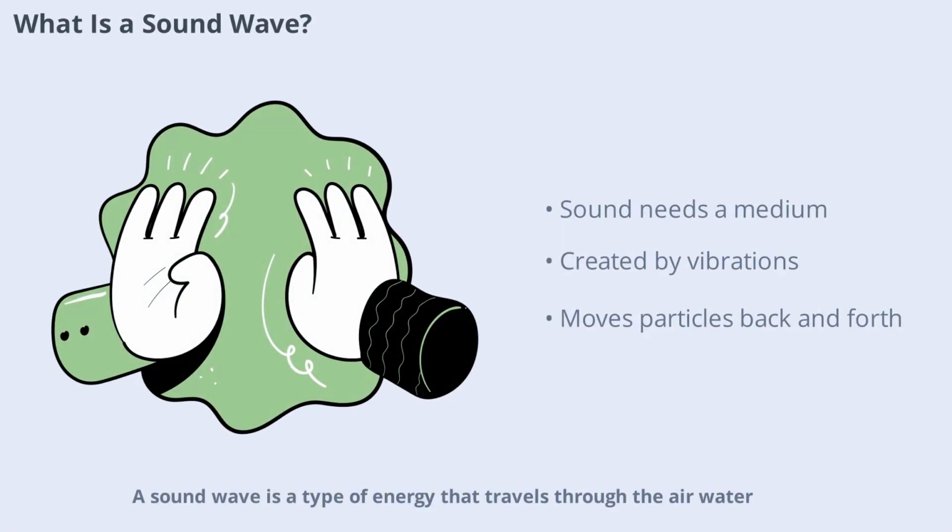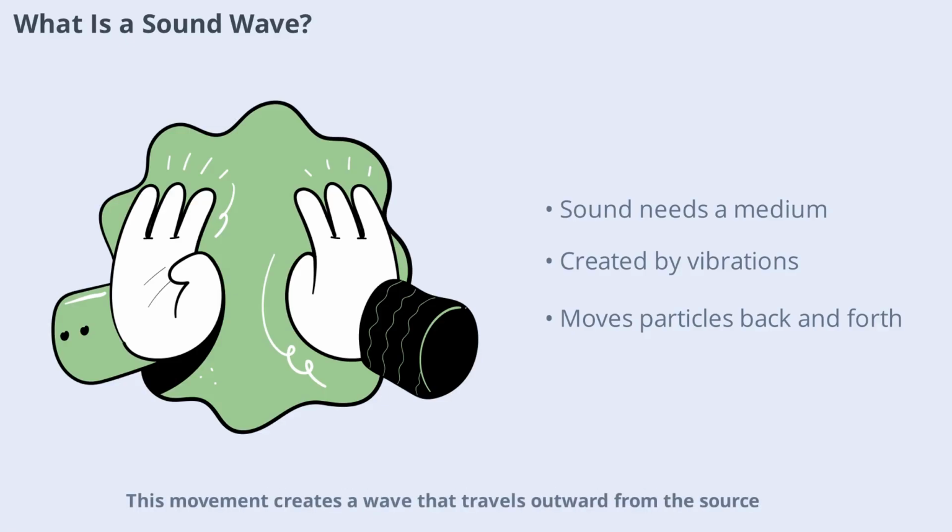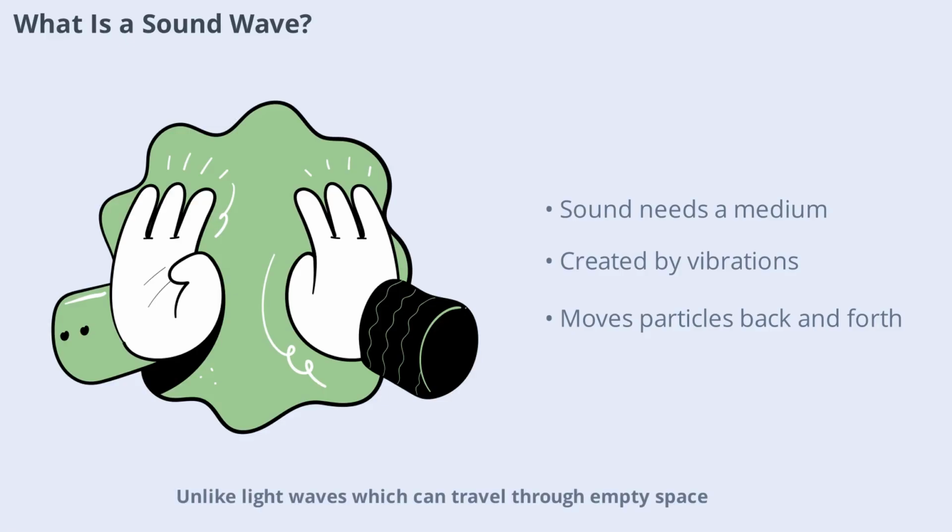Sound wave is a type of energy that travels through the air, water, or even solid objects. When something vibrates like a guitar string or your vocal cords, it causes the particles around it to move back and forth. This movement creates a wave that travels outward from the source. Unlike light waves, which can travel through empty space, sound waves need a medium like air or water to move. This is why you can't hear sounds in outer space. Let's look closer at how these waves work.